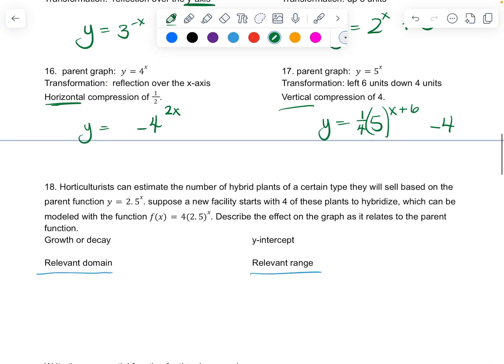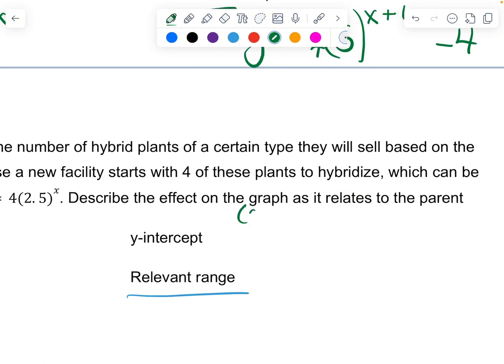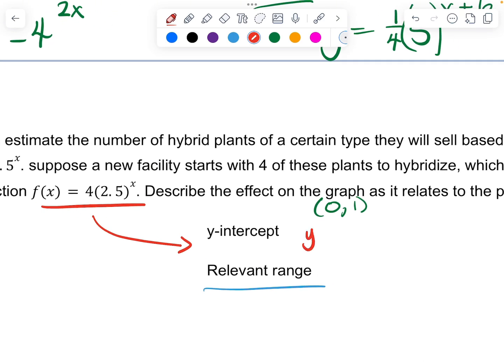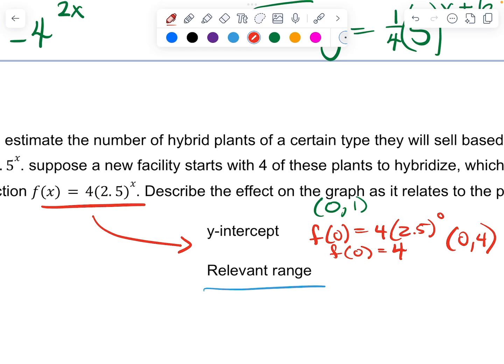Well, first of all, is it a growth or decay? It is a growth. What is the y-intercept? The y-intercept, the starting one, if I plugged in 0, would be (0, 1). But we're talking about this one right here. If I plugged in 0 for x, it has f of x. So f of 0 equals 4 times 2.5 to the 0, which is going to come out to be 4. So that's (0, 4). So we already know that it moved up 4.